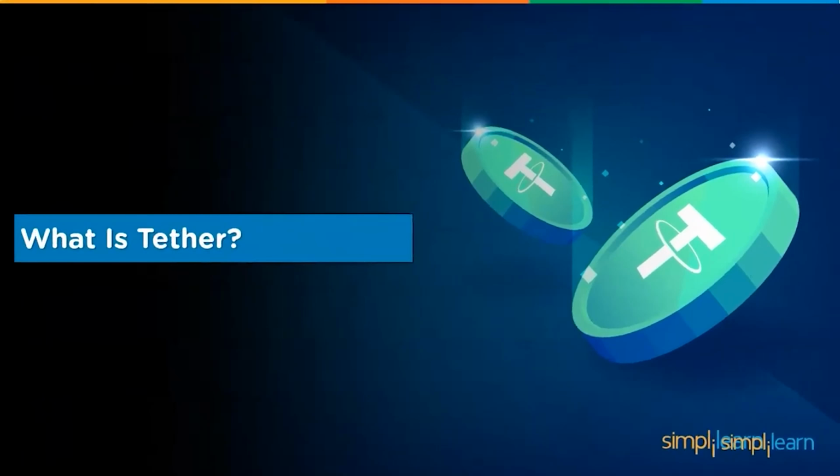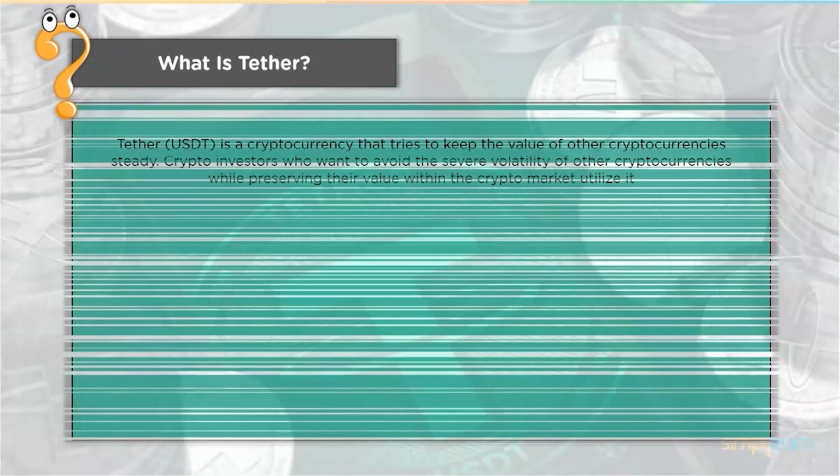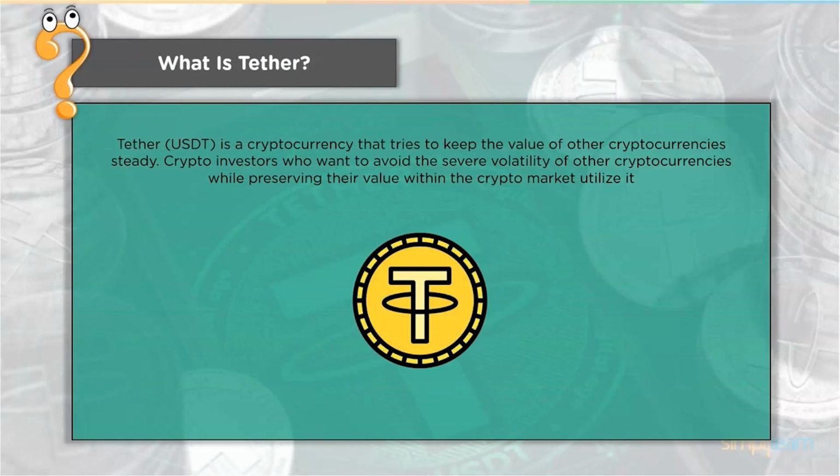So let's start with what is Tether. Tether is a blockchain-based cryptocurrency that tries to keep cryptocurrency prices stable. It is utilized by crypto investors who want to avoid the high volatility of other cryptocurrencies while still maintaining value in the crypto market. Tether tokens, which were created by the crypto exchange Bitfinex and trade under the USDT sign, are the native tokens of the Tether network. USDT is the fifth largest cryptocurrency by market capitalization, with a value of around $68 billion as of October 2021.